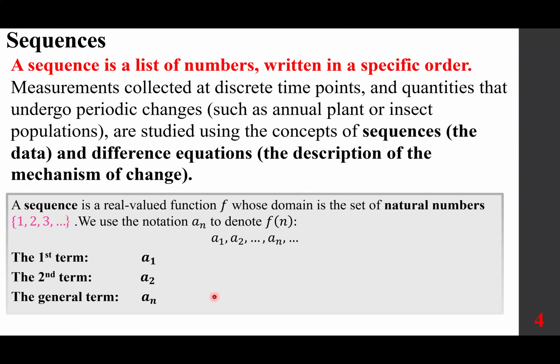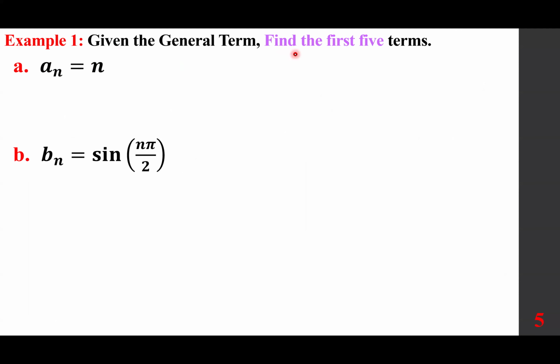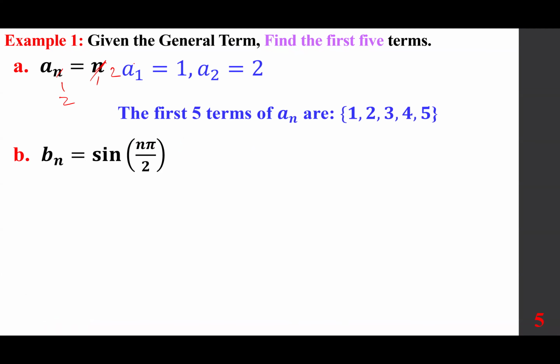Here's example 1. Given the general term, find the first 5 terms, a sub n equals n. All you have to do is just replace the n with 1. If n is 1, a1 is 1. If it's 2, it's 2. So a1 is 1, a2 is 2, and that's it. You just write the first 5 terms: 1, 2, 3, 4, 5. This is a very simple one, just to get us started.